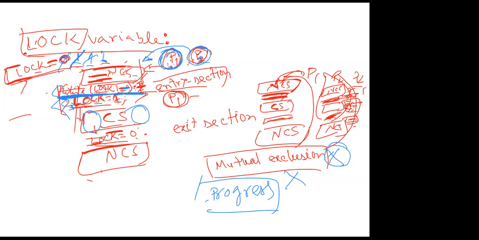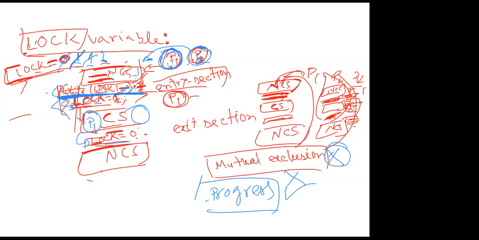Once P1 outside completes the critical section and makes this lock value 0, then process P2 gets scheduled and can enter the critical section. But process P2 can also execute the non-critical section code, even though process P1 is inside the critical section. So progress is satisfied by this kind of technique.